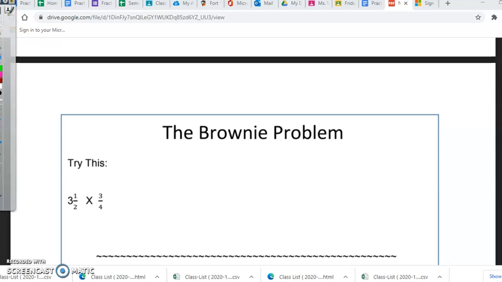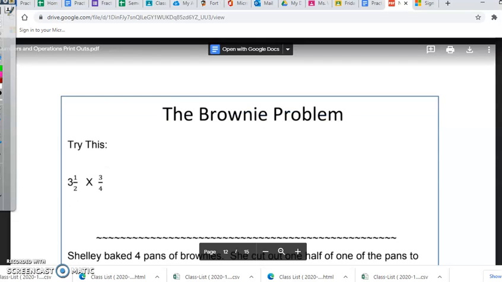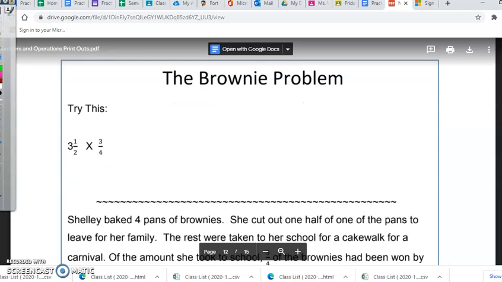We are going to do the brownie problem today, and hopefully this is going to help you get a better understanding of multiplying fractions and mixed numbers. So as we get started, let's just say you have not a clue on how to do this. Make sure you don't change it to a decimal.